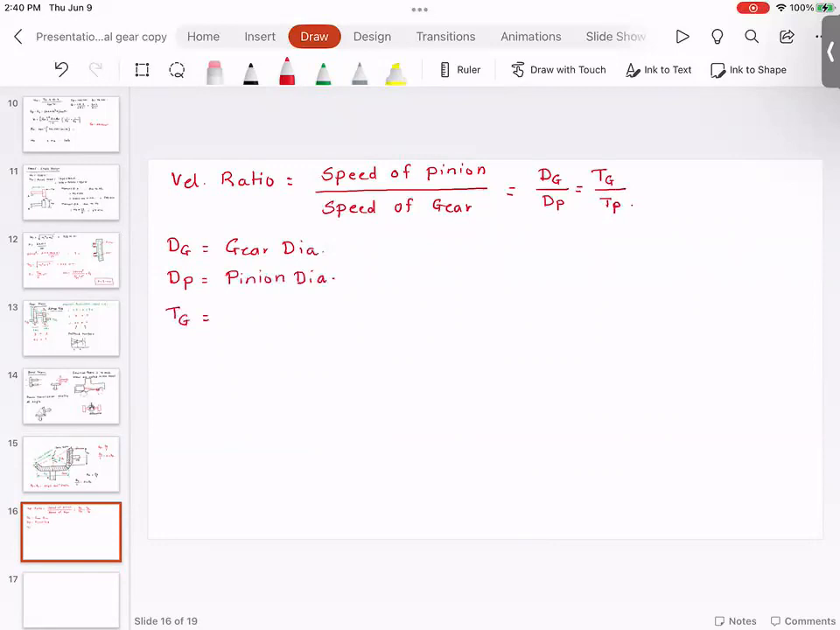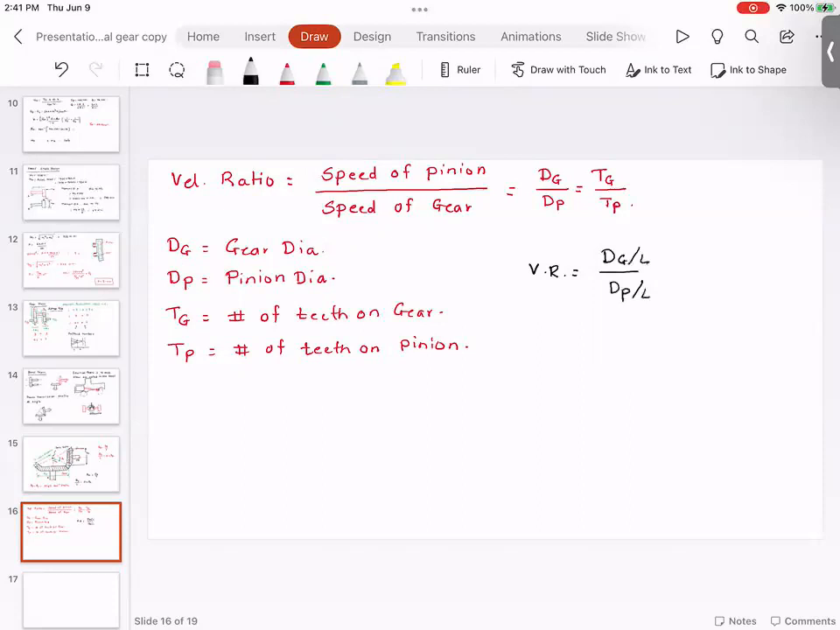tg is the number of gear teeth, tp is the number of teeth on the pinion. And the velocity ratio is dg by dp. I will divide the numerator and denominator by L. So that becomes sine theta g divided by sine theta p. So velocity ratio can be expressed in terms of semi-cone angle. The velocity ratio can also be expressed in terms of the diameters.